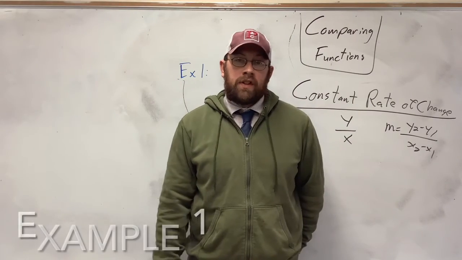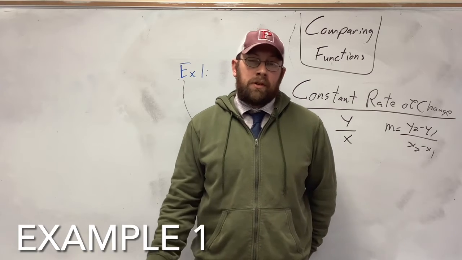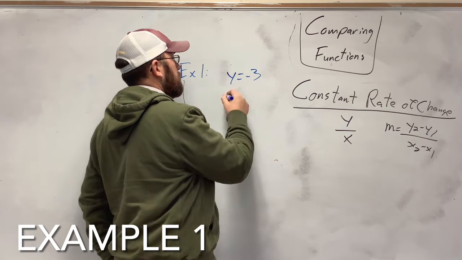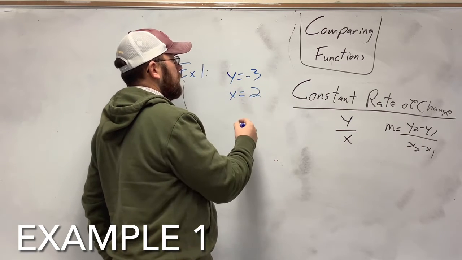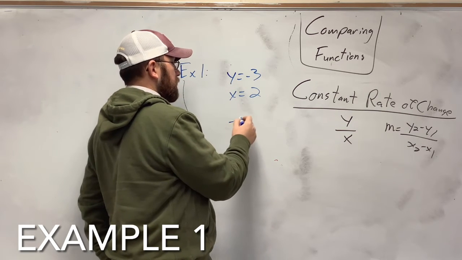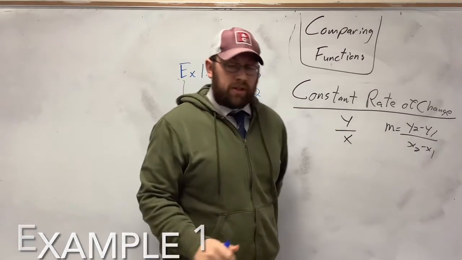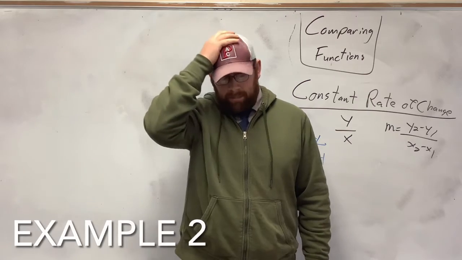All right, now for your first example. So I want to know what the direct variation is. If I say your y is equal to -3 and your x is equal to 2, what's your slope of your direct variation there? Woo, magical.